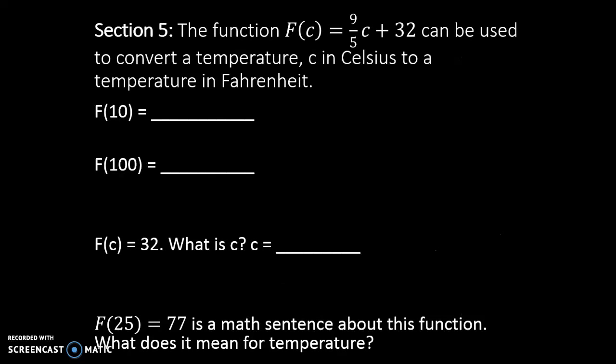Section 5, the function F of c equals 9/5 c plus 32 can be used to convert a temperature, c, in Celsius to a temperature in Fahrenheit. So F of 10 would be 9/5 times 10 plus 32. And a reminder about multiplying fractions, you don't need to find a common denominator, but sometimes it's helpful to have a denominator. You multiply straight across, so you'd have 90 divided by 5 plus 32. Order of operations says we divide by 5 first, so that'd be 18 plus 32, so that'd be 50 degrees.